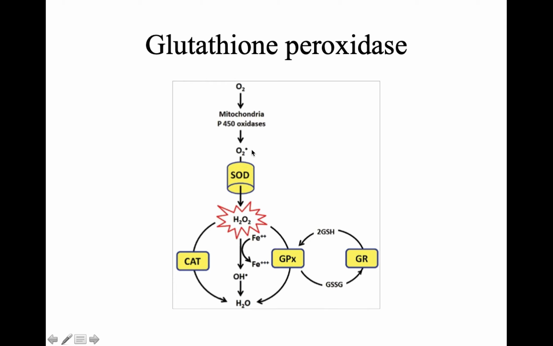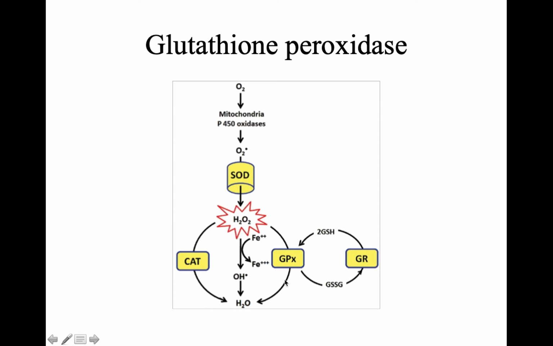superoxide anion. This superoxide anion is converted into hydrogen peroxide with the help of superoxide dismutase, which is one of the antioxidant enzymes present in our cells. This hydrogen peroxide might be converted into water with the help of the enzyme catalase, or it might be converted into water with the help of another enzyme called glutathione peroxidase.